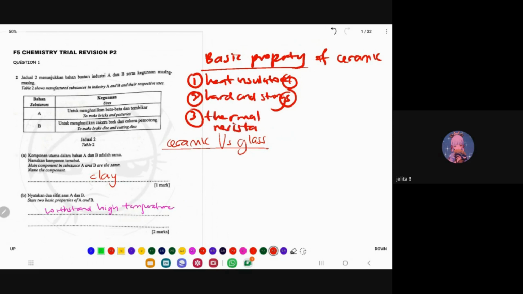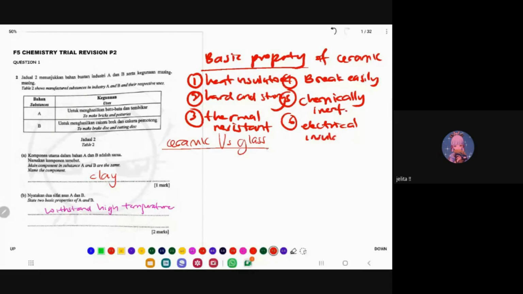Our engine block is made from ceramic. And it breaks easily. The bricks, when you drop them, will break. And they're chemically inert. Electrical insulator. Okay. Now, there are two types of ceramic. One is traditional and one is modern.